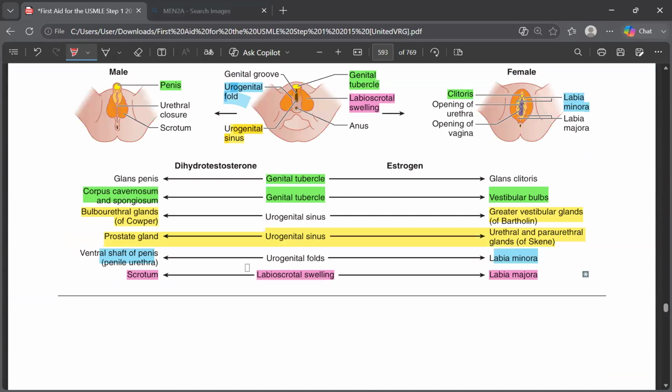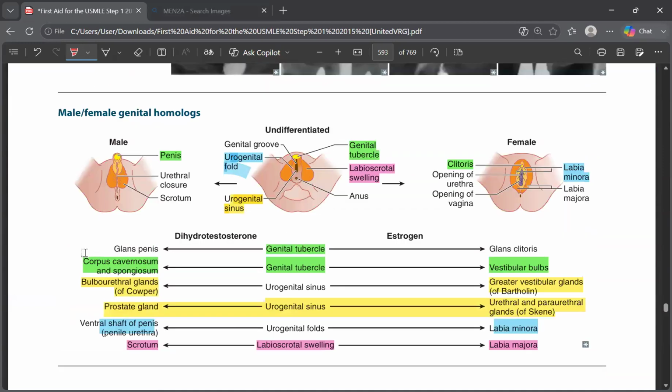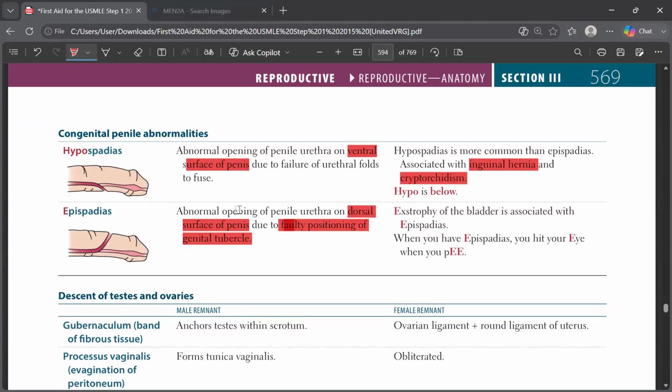Just to revise, the genital tubercle forms the glans penis and corpus cavernosum and spongiosum in the males, so its anomaly will cause epispadias. With epispadias, we should remember that it causes exstrophy of the bladder, and when you have epispadias, you hit your eye when you pee. So it's all about E's.